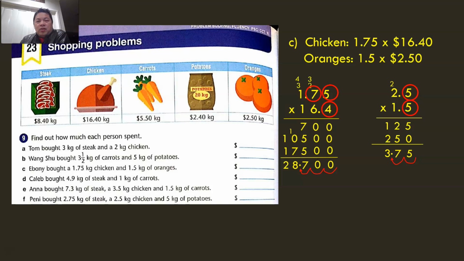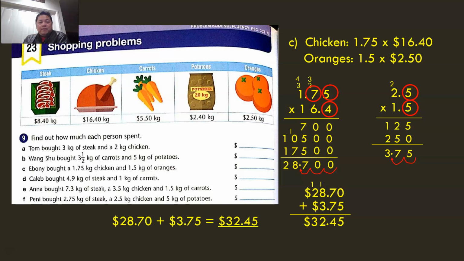So to get the total cost Albony spent, we'll be adding the two numbers up. 5 is 14. Then after that, I have 12, 32, 45. So therefore, Albony actually spent $32.45.